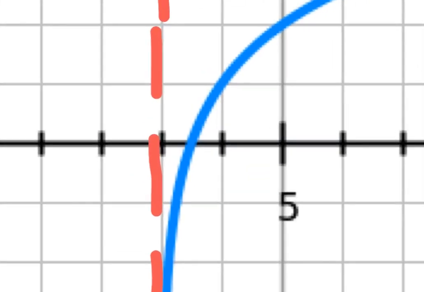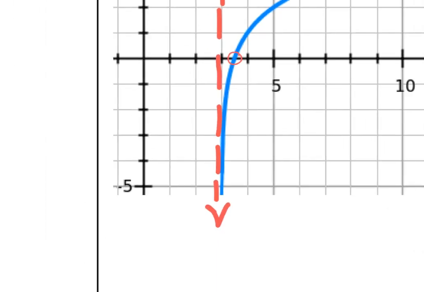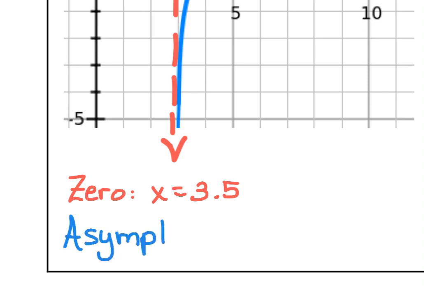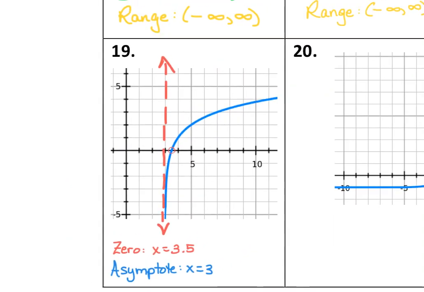And for this graph, the first question that you're asked for these is what's the x-intercept, or what's the 0 of the function. And because you're not given an equation, you can't come up with an exact value of the 0, but that looks like it's partway between x equals 3 and x equals 4. So I'm just going to say that it has a 0 at x equals 3.5, and that it has an asymptote at x equals 3. That's that line right there, x equals 3.